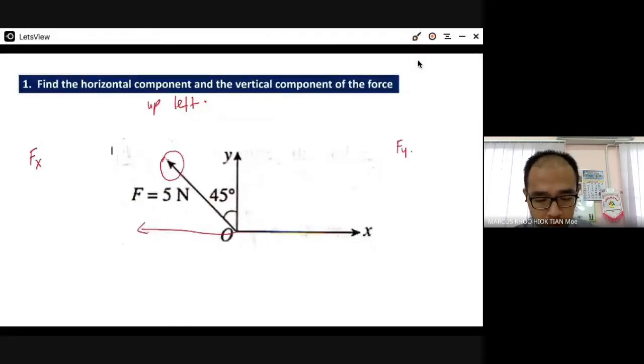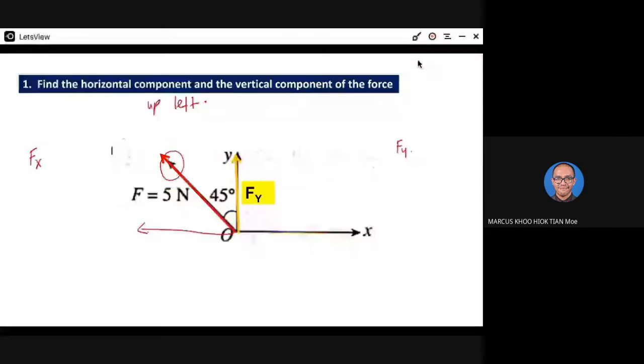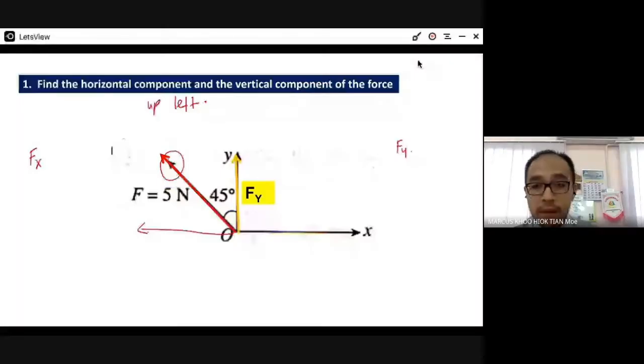Okay, so take a look at this. This is the resultant force. The upwards is this way, that's the Fy. But in order for me to get the resultant force here, I have to have the green color one, which is to the left, which is the Fx.